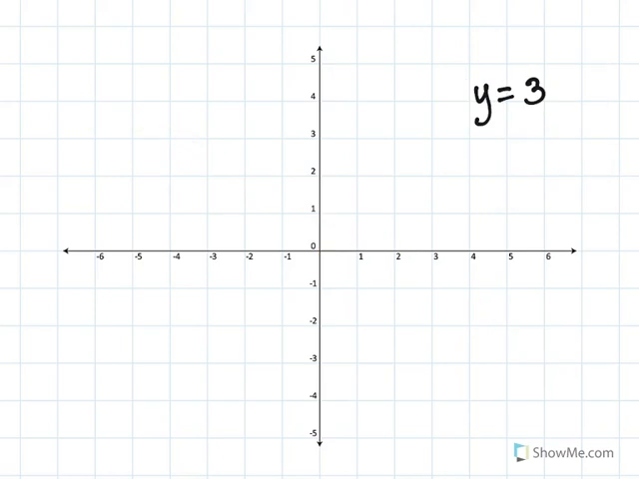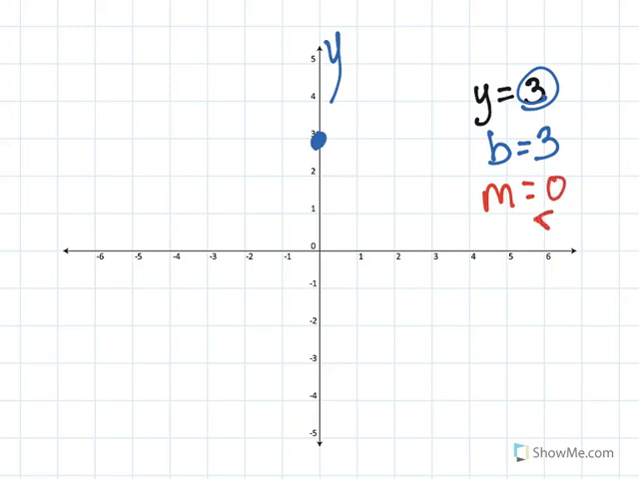Alright, next one. Our b is 3, because it doesn't have an x next to it. So I'm going to find the y-axis, find 3. I'm going to put a dot at 3. And then my slope is the number that's by x. I don't have an x, so my slope is 0. And I know that a 0 slope goes straight across. It's like the floor, a flat surface. So what I'm going to do is take my line and make it a flat line going across. So what you can do on Edulastic is you put your first dot and then you just put the second dot next to it and it will make it a flat line.